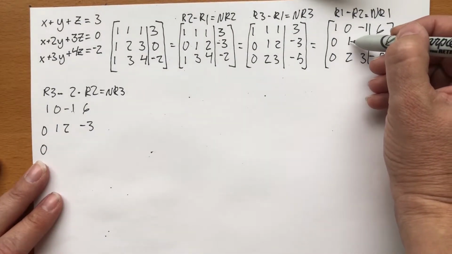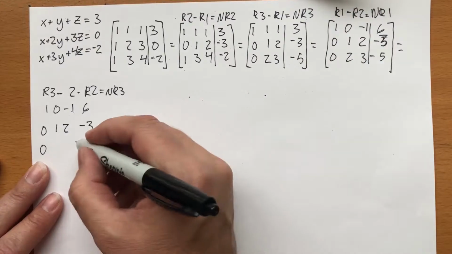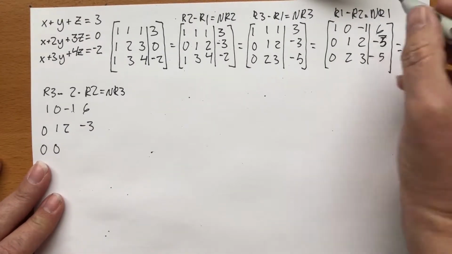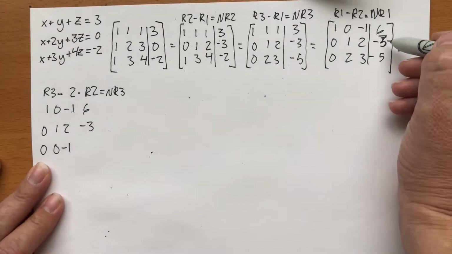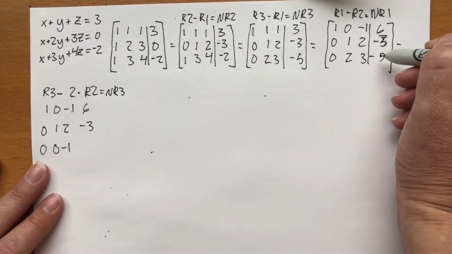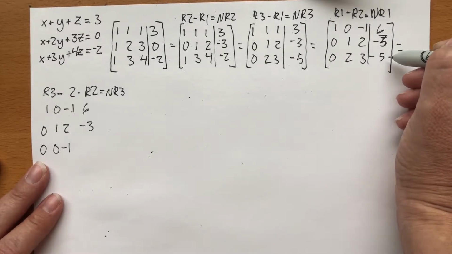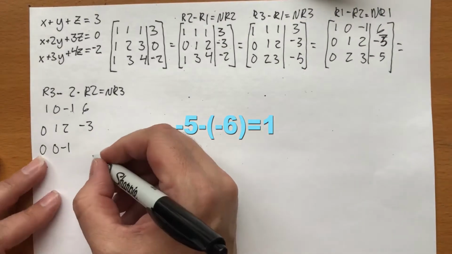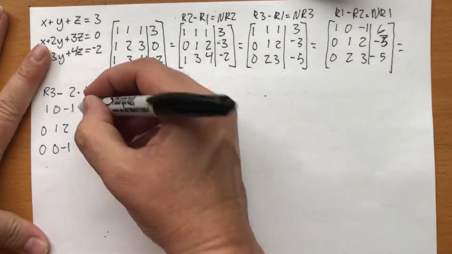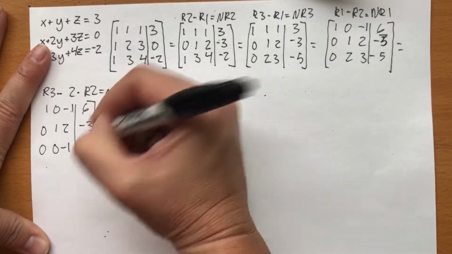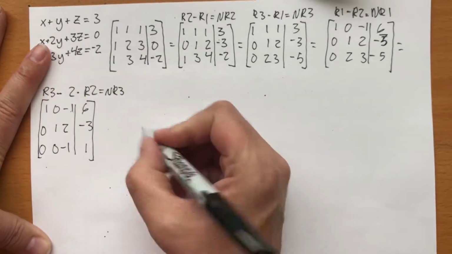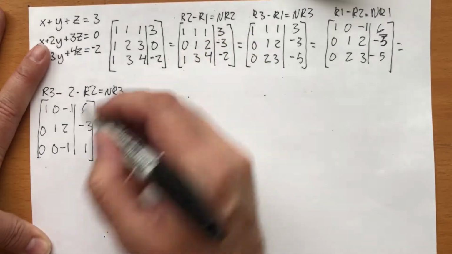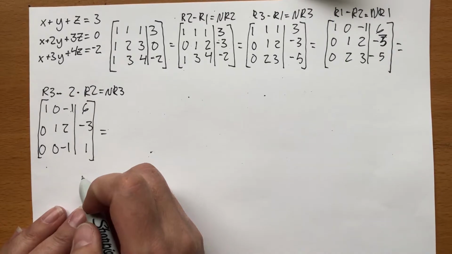2 times 1 is 2. 2 subtract 2 is 0. 2 times 2 is 4. 3 subtract 4 is negative 1. And 2 times negative 3 is negative 6. Negative 5 subtract negative 6 is 1. And again, just keeping in mind that a negative subtracting a negative is like adding it. So now I have my new row 3, which is almost exactly where I want it to be.